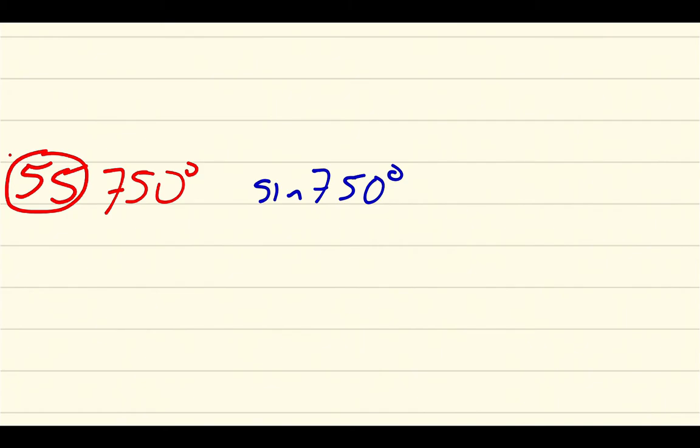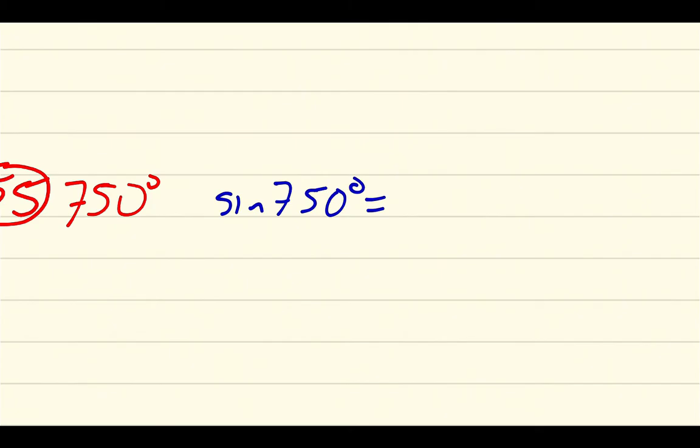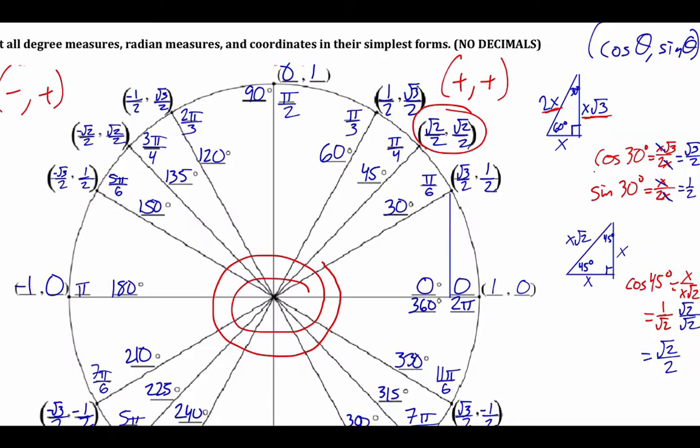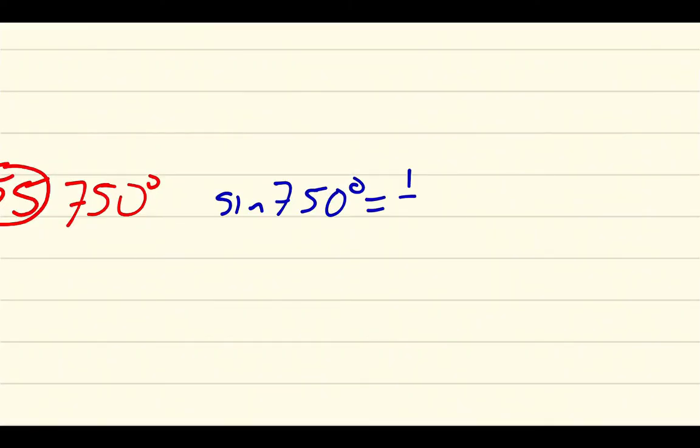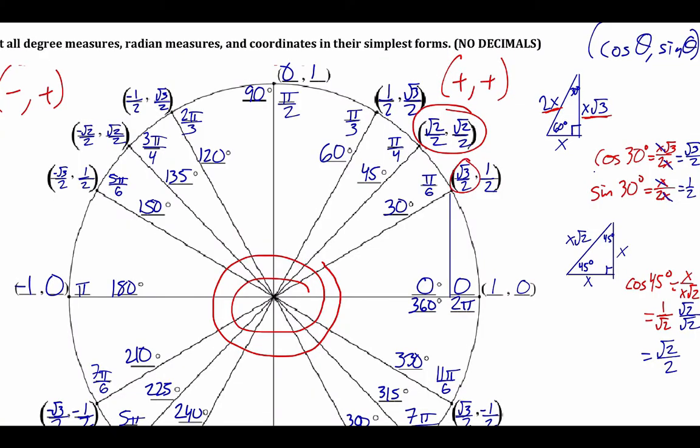So sine of 750 degrees is going to be going to the unit circle. Again, it's coterminal with 30 degrees, so it's just going to be 1/2. Cosine of 750 degrees, again, cosine on the unit circle is the x-coordinate. So if you look at that, it's root 3 over 2, just to demonstrate where that is. Cosine at 750 degrees, again, coterminal with 30 degrees, is root 3 over 2.